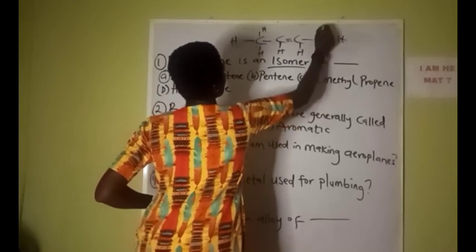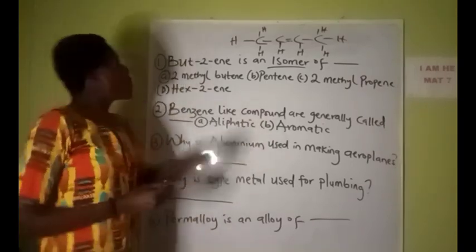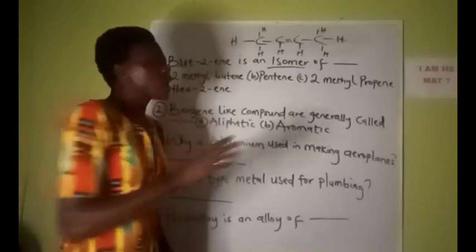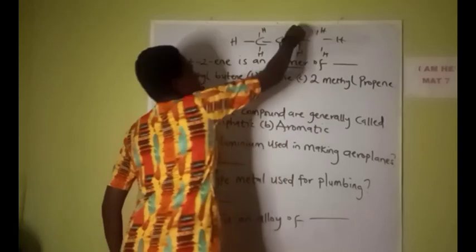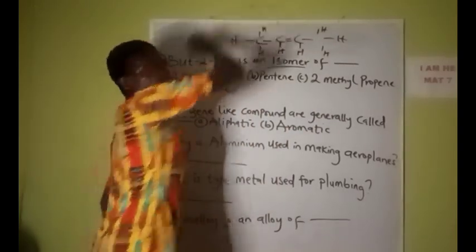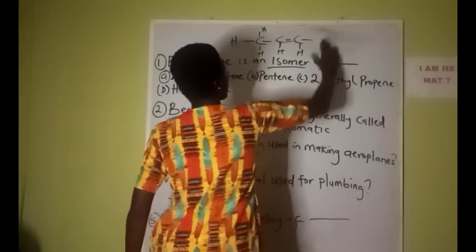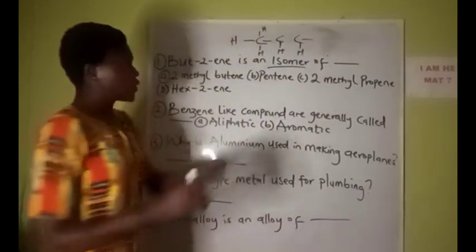Now if I want to get the isomer of this butene, what do I have to do? I will have to reduce one of the carbons. I'll remove one carbon here, and when I remove that carbon, I will add it as a branch to this parent chain carbon. Do you understand? So let's see what it's going to give to us now. From this option, we're going to pick what?